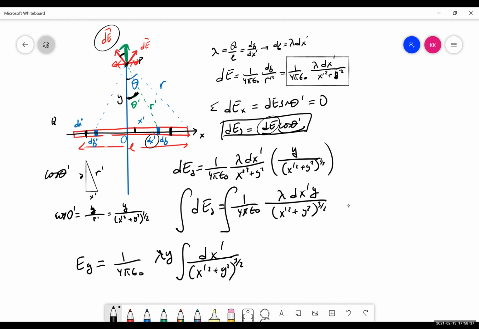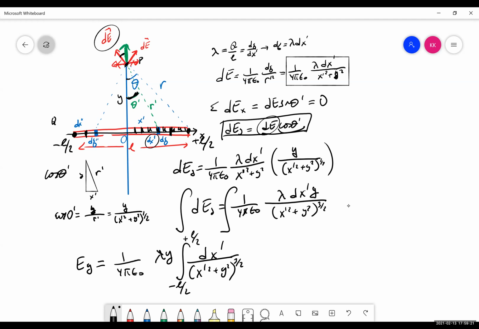Why? Because for any element that I'm choosing, x changes, right? For any element, x changes. That means if I'm doing this integral, x prime square plus y square to the 3/2 stays inside my integral. That means I have to integrate using that. Now, I have to go from negative L over 2 to positive L over 2, because I'm going to go from here to there. This is negative L over 2 and this is positive L over 2. Those are the limits of my integration. Okay, all right, so this is what we get.